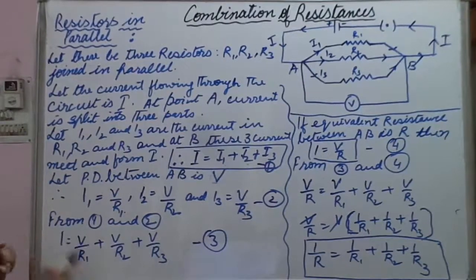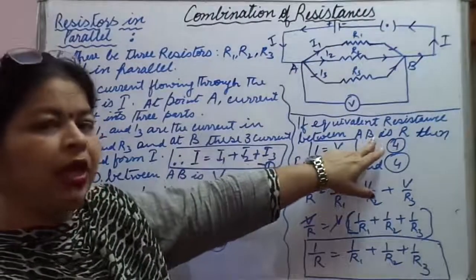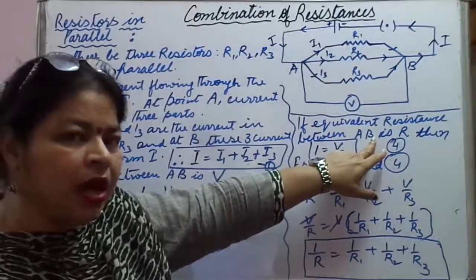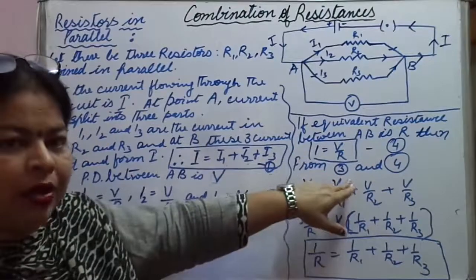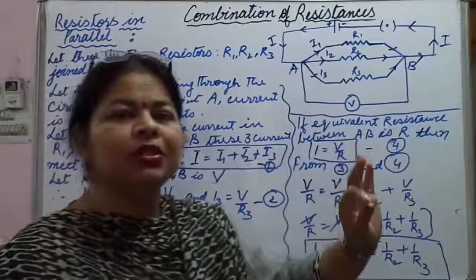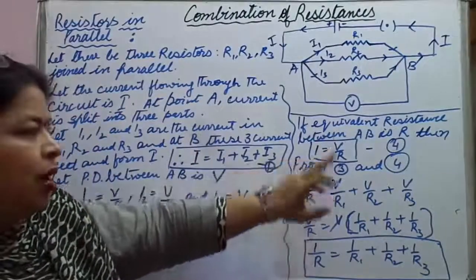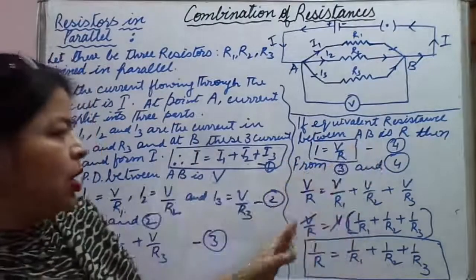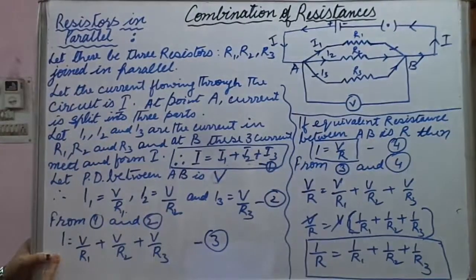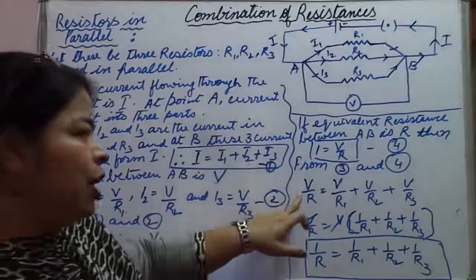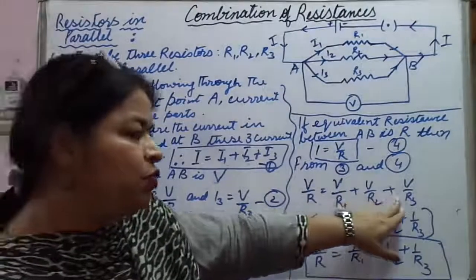Now for the whole circuit, between A and B, the equivalent resistance is R and the potential difference is V. So we can write I is equal to V upon R, because Ohm's law says V is equal to IR. Let this be our fourth equation. Putting I is equal to V upon R in the third equation, we get V upon R is equal to V upon R1 plus V upon R2 plus V upon R3.